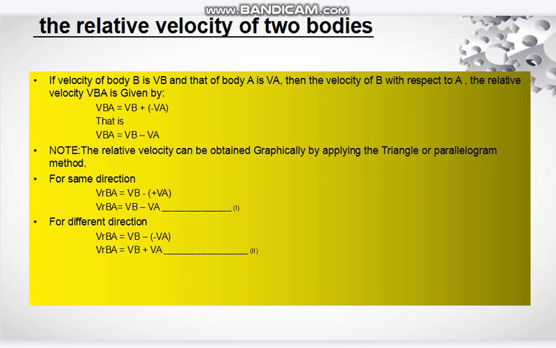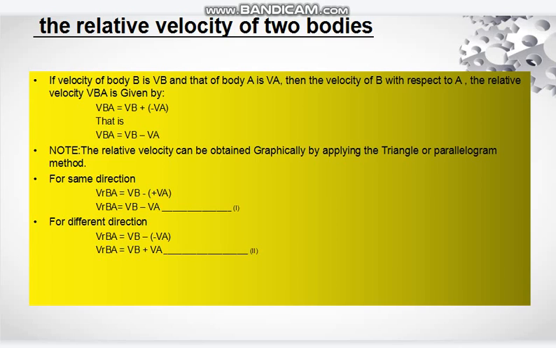So for the relative motion of two bodies, if the velocity of body B is VB and the velocity of body A is VA, then the velocity of B relative to A, the relative velocity VBA, is given by adding. As the other body has a negative velocity, that makes VBA equal to VB minus VA. Note that the relative velocity can be obtained graphically by applying the triangle and the parallelogram method. This we have already talked about in the other video.